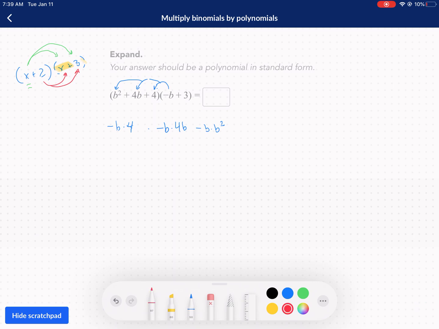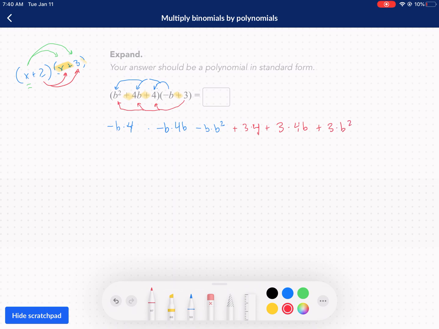Now, I got that done. That's the first part. I also have to distribute this 3, matching it up and multiplying it by all 3 terms in that trinomial. In this case, they're all going to be positive because the 3 is positive and all those 3 terms are positive. So I'm going to have 3 times 4, plus 3 times 4b, and then plus 3 times b squared.